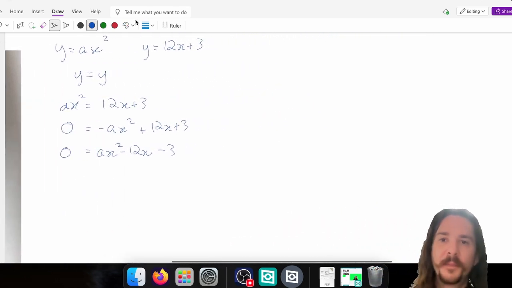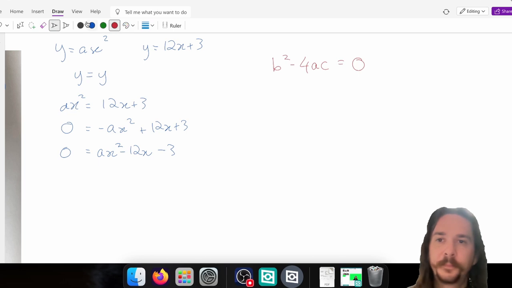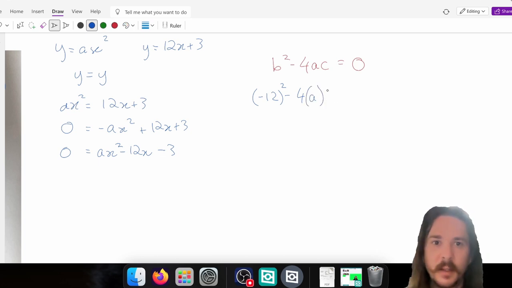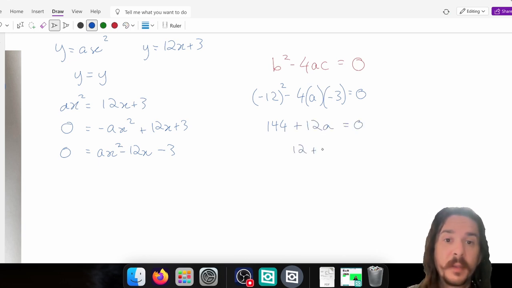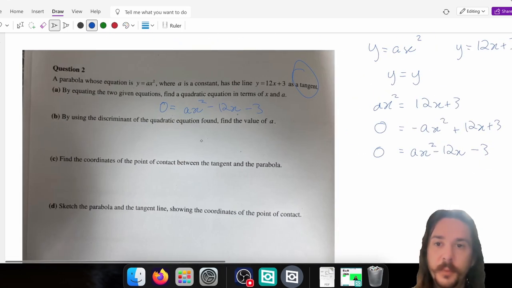So just a reminder, the discriminant is b squared minus 4ac. This is the part under the square root in the quadratic formula. So if that's equal to 0, well, b here is negative 12. A is a, how convenient, and c is negative 3. Okay, so we have 144 plus 12a equals 0. So 12 plus a equals 0. So a equals negative 12. Okay, boom. A equals negative 12.